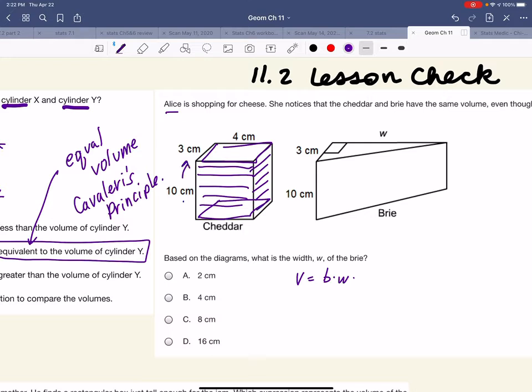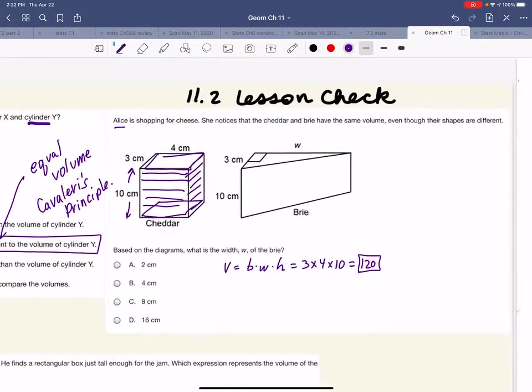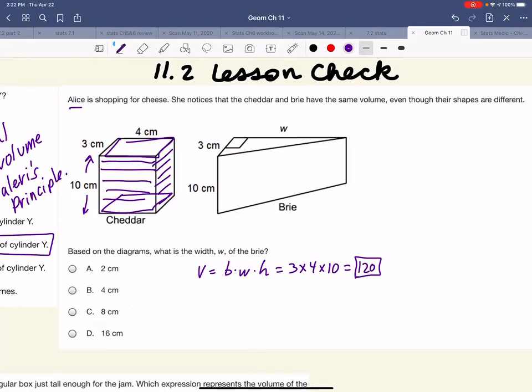So it looks like we stacked it 10. So base times width times height. So 3 times 4 times 10. Now it says a piece of brie. So I guess this is my cheddar. The brie have the same volume, even though their shapes are different.